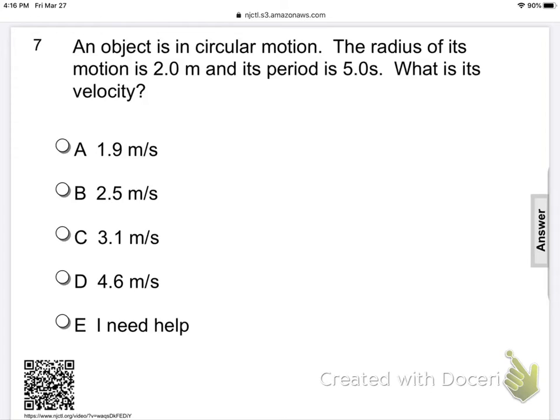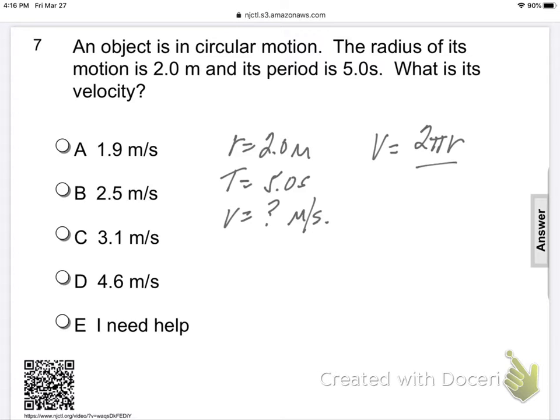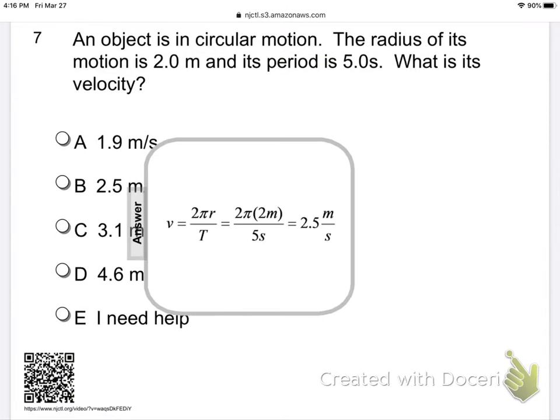Moving on. An object's in circular motion. The radius of its motion is 2 meters. Let's write our givens. Radius is 2 meters, and its period is 5 seconds. What is its velocity? Velocity is our unknown in meters per second. So we know we have our equation velocity equals 2 pi r over t. We can solve that and plug in our values, and we get 2.5 meters per second.